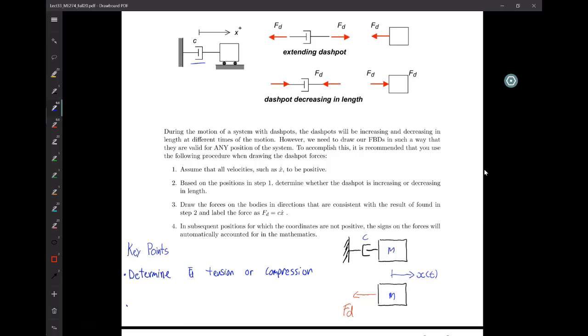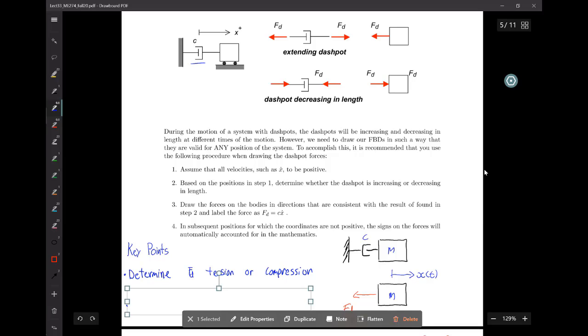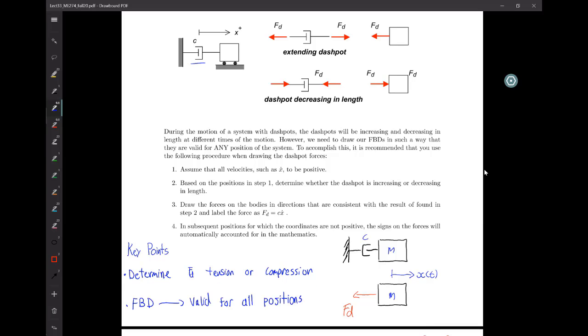Now, we need to learn the definitions of what that force is. Well, the dashpot force is going to be proportional. Not proportional, it's going to be equal to c, which is called the damping coefficient, times the velocity, or the speed of the particle, which we write here as x dot. Okay?